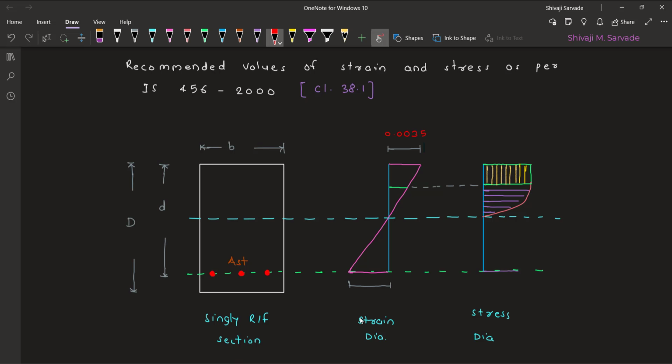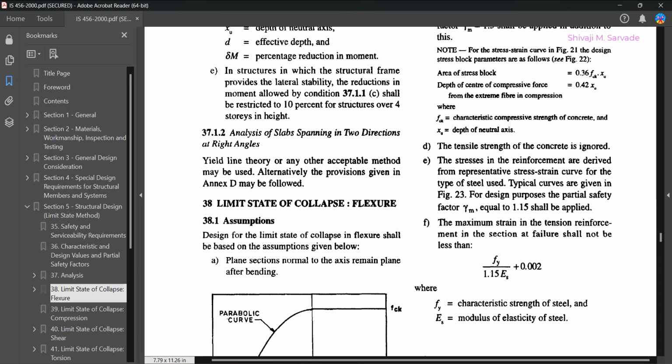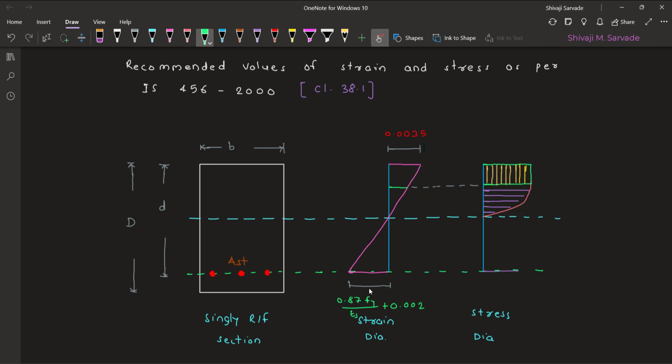So let's write this down. The strain in steel at failure would be 0.87 fy divided by Es, that is the modulus of elasticity for steel, plus 0.002. Let's verify again. Yes, it is the strain in steel at failure, or at the outermost fiber, we can say, right?